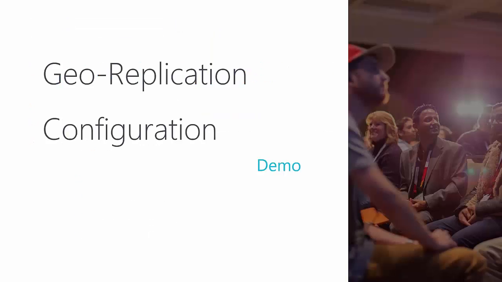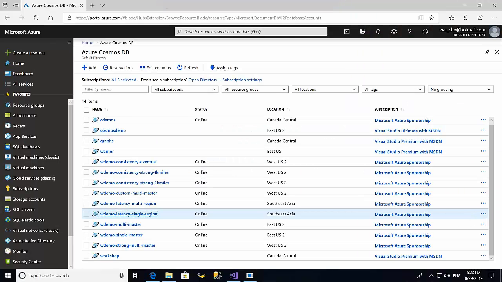Okay, so let's jump in here to the geo-replication config. We'll do a little break here from the slides and just show you really easily on the portal what the geo-replication config looks like. So let me jump into my VM here.